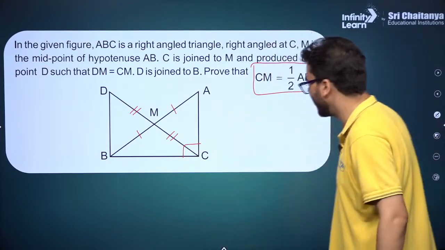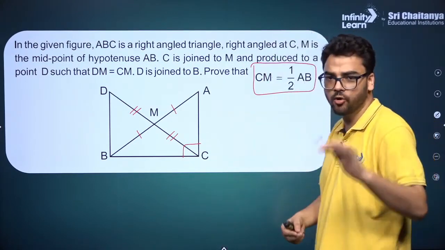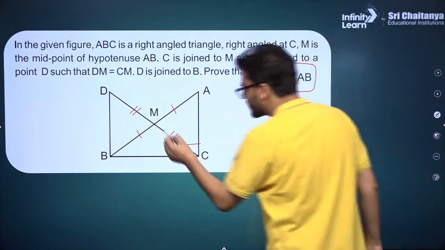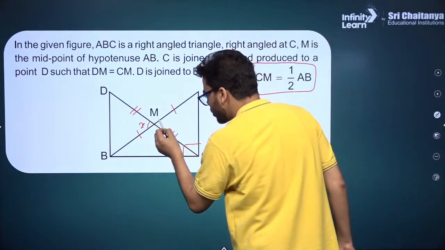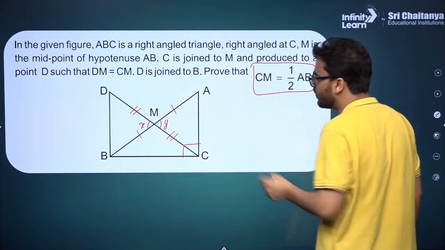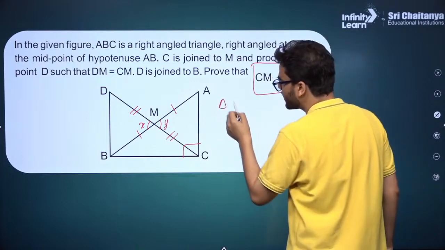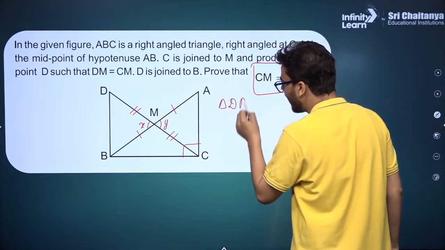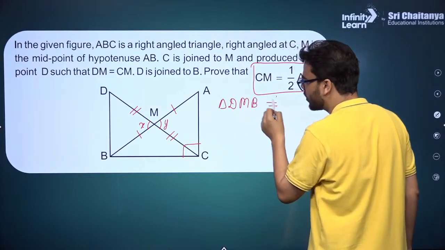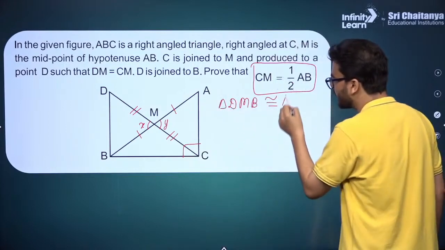So you see over here, I'm not writing that much. I hope you'll get it obviously. Just suppose I'm writing this angle X and angle Y. In short, I'm writing. So if you see over here, can I not say that triangle DMB is congruent to triangle CMA? Can I say that, guys?